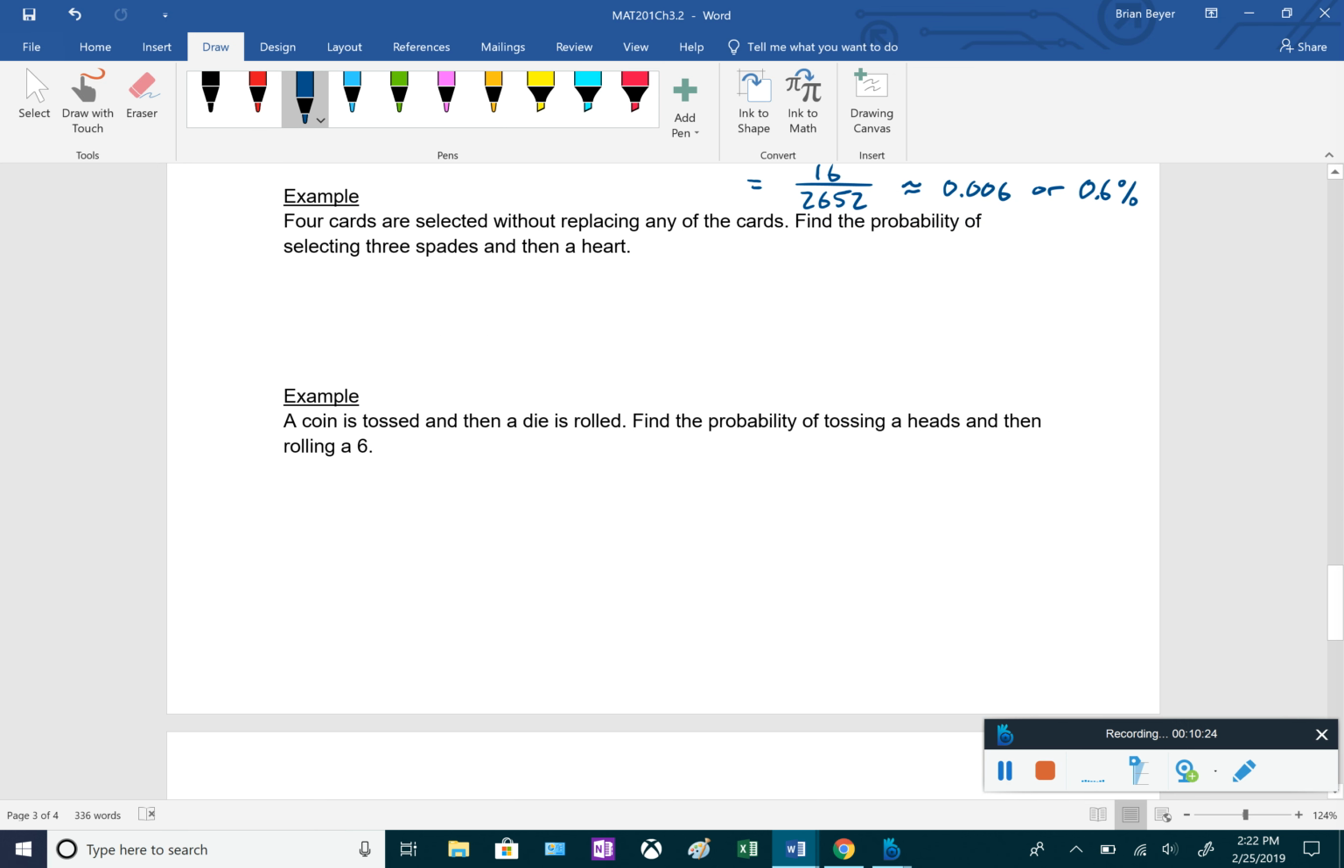Next one, 4 cards are selected without replacing any of the cards. So without replacement again. So we want the probability of selecting 3 spades and then a heart without replacement. So I'm going to write this as the probability of a spade and another spade and another spade and then a heart. So 3 spades and then a heart. Not the best use of notation here, kind of looks messy, but that's all right.